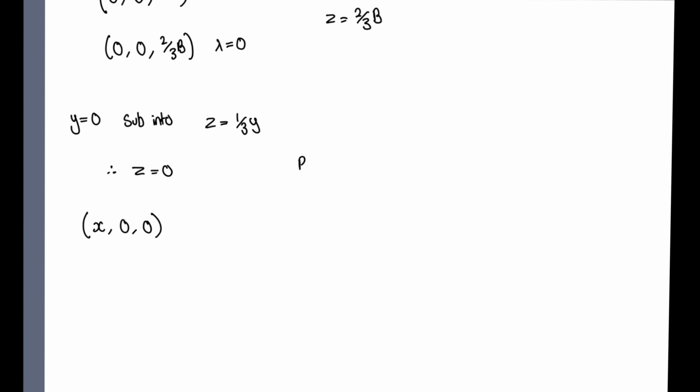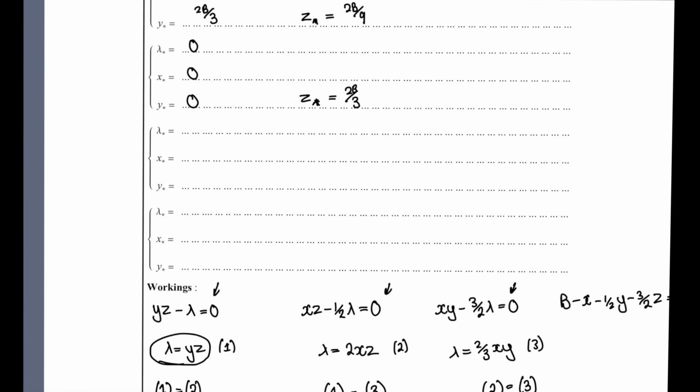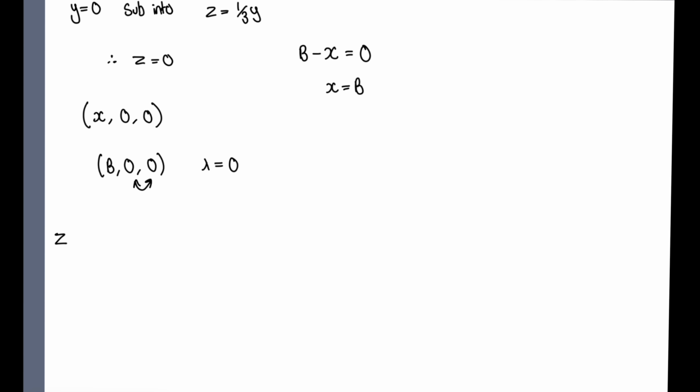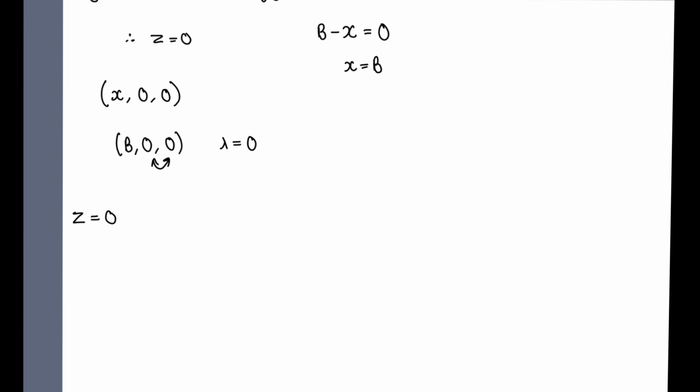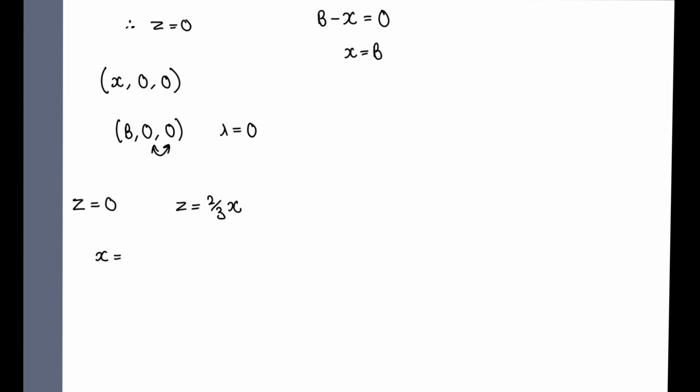So we're left with some value of x and then 0, 0. If we sub this into the constraint, we get b minus x is equal to 0, therefore x is equal to b. So our solutions are b, 0, 0, and our value of lambda is these two multiplied together, which is 0. So lambda was equal to 0, x was equal to b, y was equal to 0, and z was equal to 0. And finally, if we use z is equal to 0 and we sub it into z is equal to 2 over 3x, this leaves us with x is equal to 0.